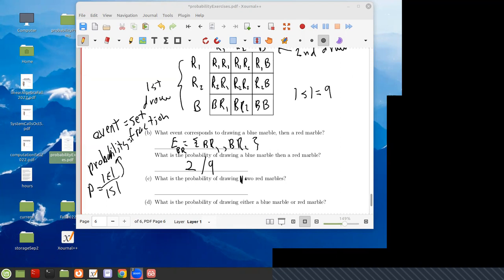Well, we get the answer by just looking at all the outcomes and seeing that there are 4 squares in the upper left-hand corner that are the only ones that have 2 red ones. All the last column and the last row have a blue marble in them. So the probability is going to be 4/9. Hopefully that's what you got.